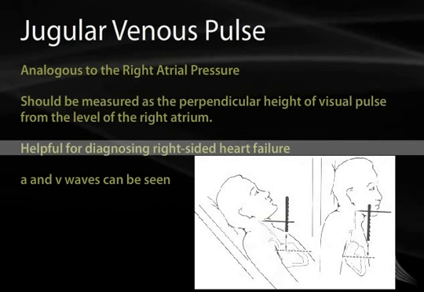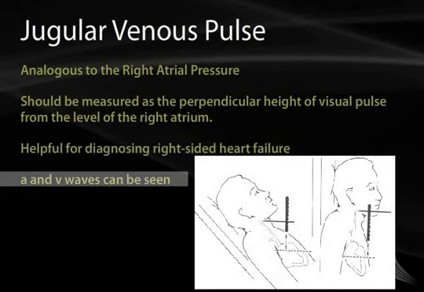This is helpful for diagnosing right and left-sided heart failure. You should be able to see the A and the V wave on the venous pulse. If you only see one wave, then the patient may have atrial fibrillation, or it may be a carotid pulse and not be a venous pulse at all.